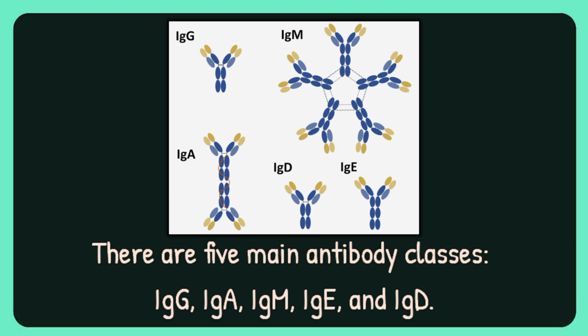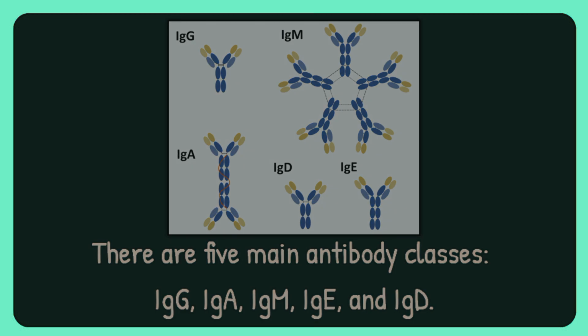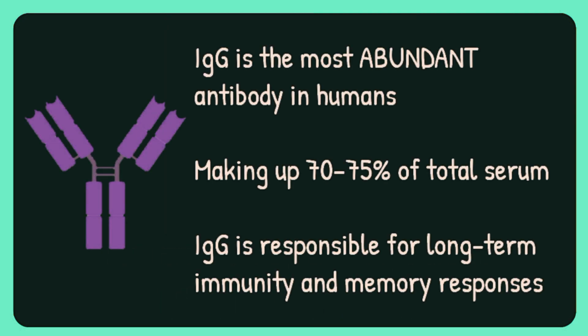There are 5 main classes of antibodies: IgG, IgA, IgM, IgE, and IgD, each with its own role in protecting the body from infections. IgG is the most common antibody in humans, making up about 70 to 75% of all serum antibodies. It's responsible for long-term immunity and memory responses, helping the body remember past infections.